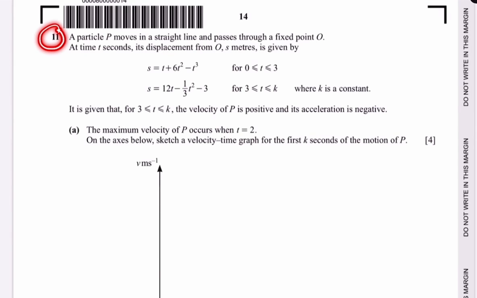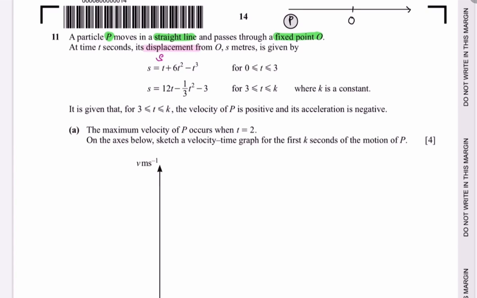Question 11. A particle P moves in a straight line and passes through a fixed point O. Okay, imagine you have a particle P. It's going to move in a straight line. It will pass a fixed point O. Displacement is equal to S.